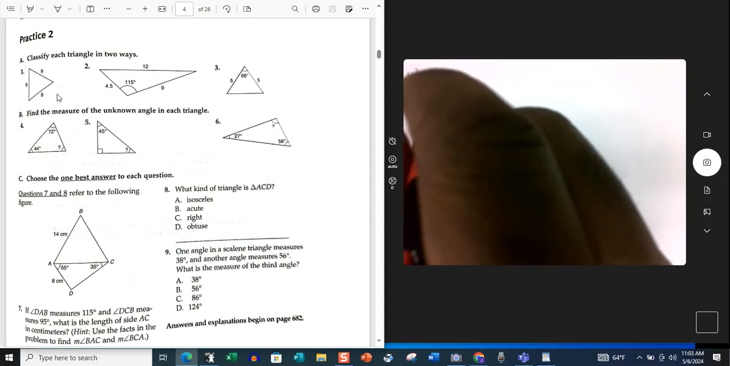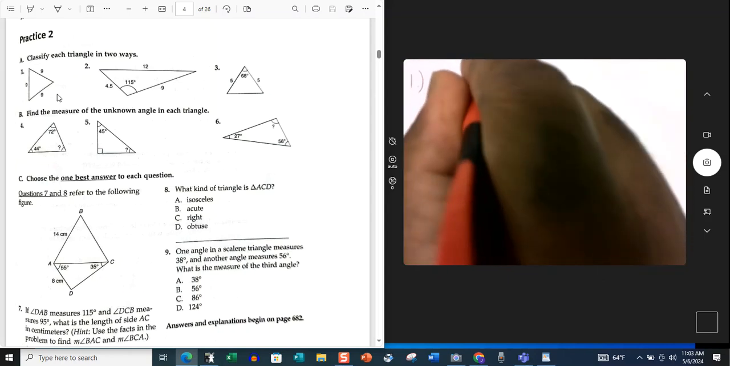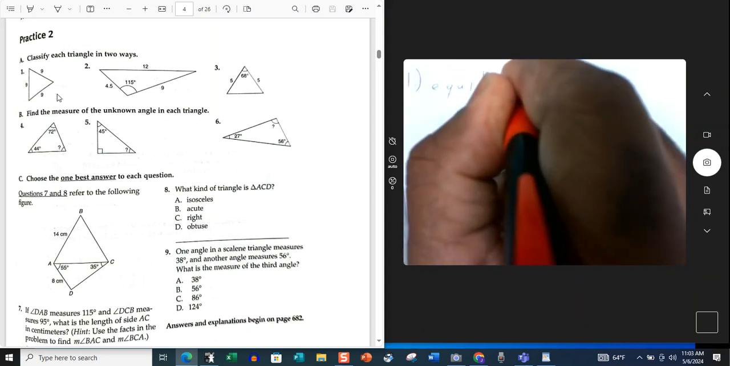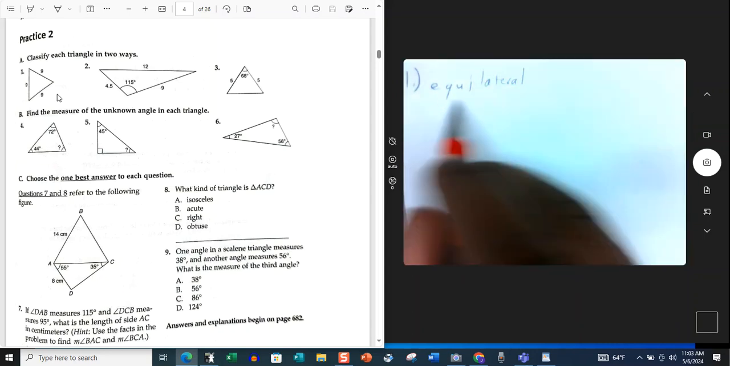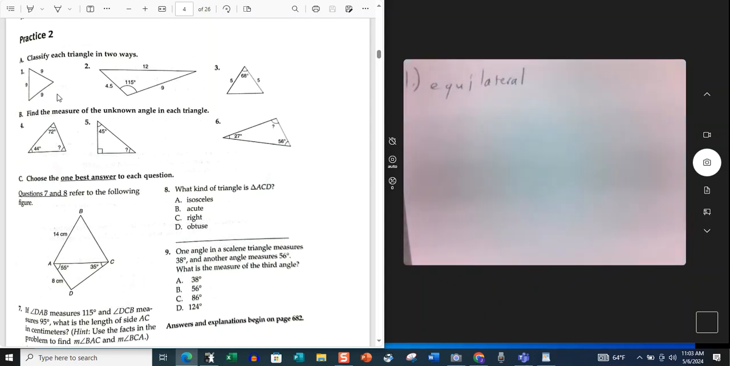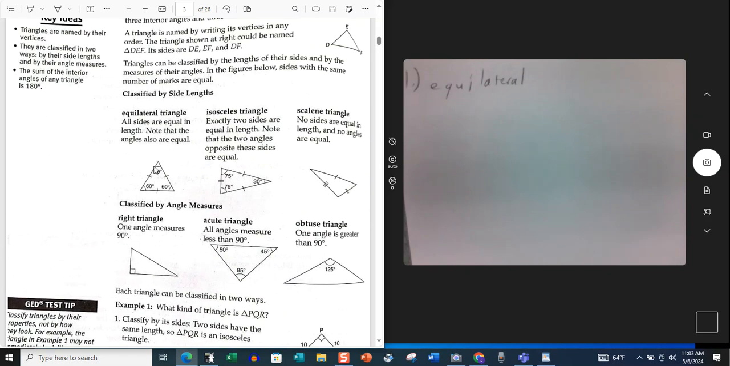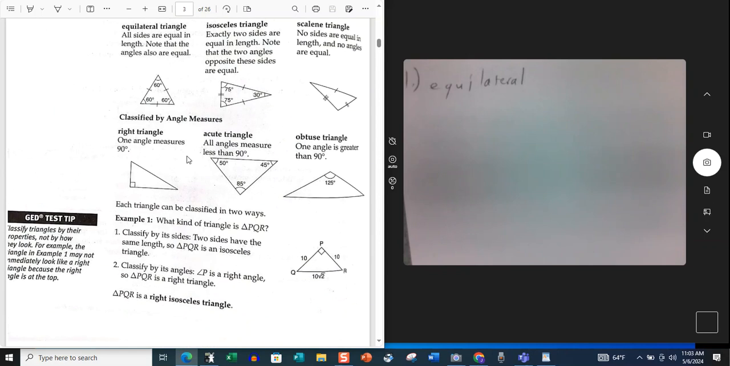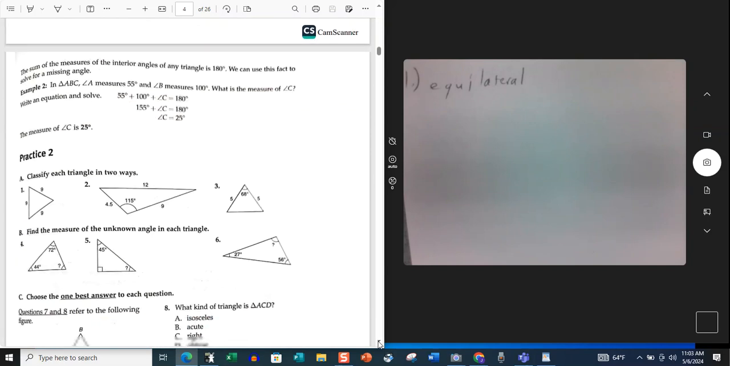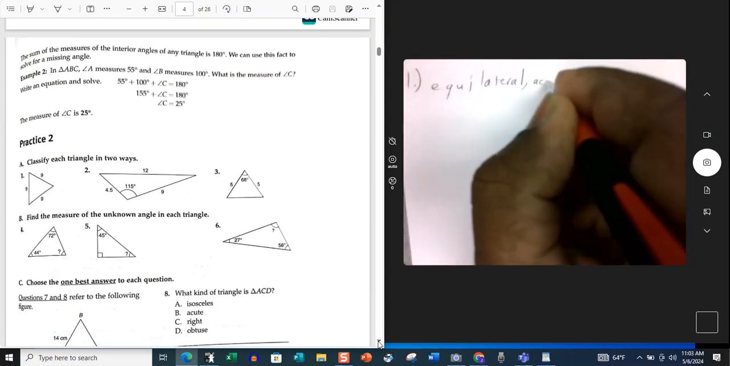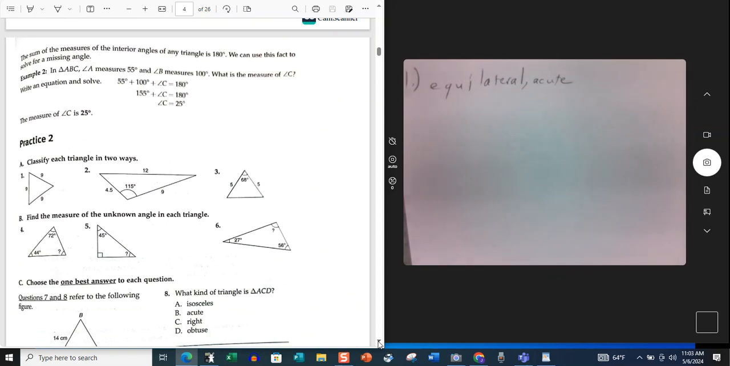Not every day I spell equilateral. So this is equilateral. And then if you notice here, with this being equilateral, that means all the angles have to be the same. Let's go back up here for a minute. With our equilateral triangle, you notice that all the angles are 60. So that means that all of them are less than 90 degrees. So that would be an acute triangle. So an equilateral and acute. So those are the two.